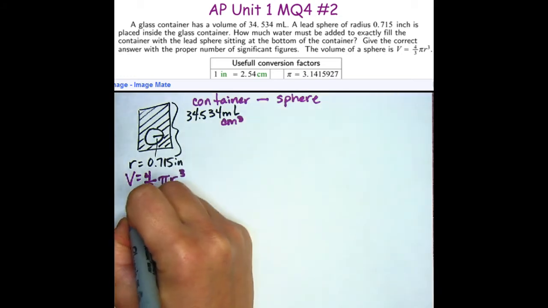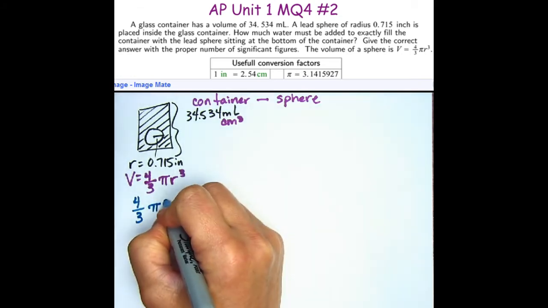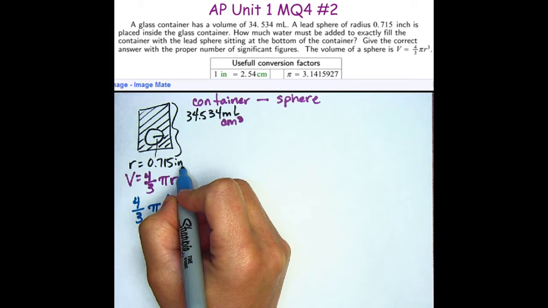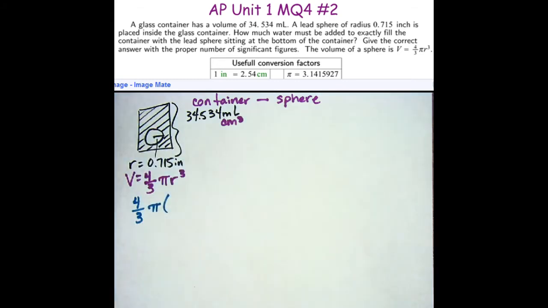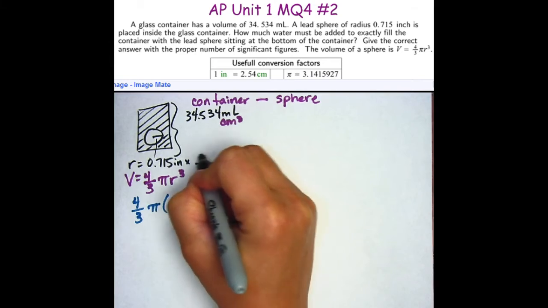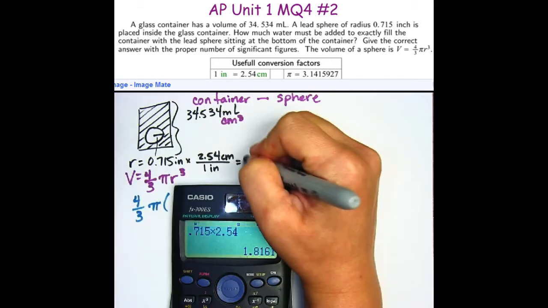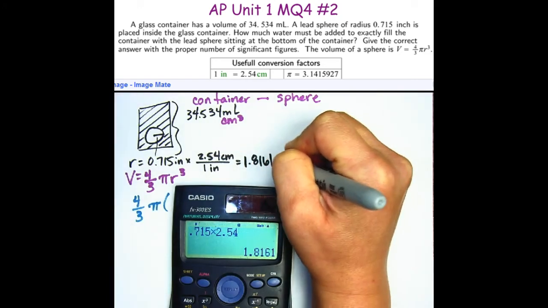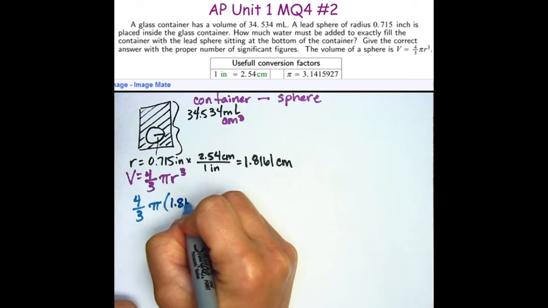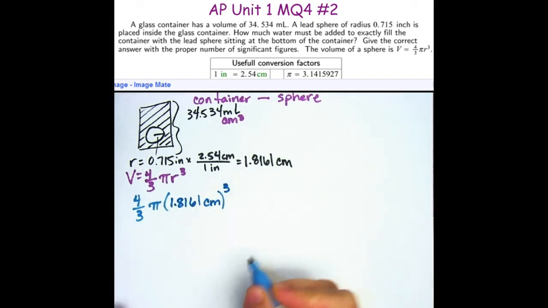We'll have 4 over 3 pi times, and I'm going to need to convert this inches to centimeters. So I'll do that up here, times, draw a line, 1 inch is equal to 2.54 centimeters. That gives 1.8161, and that is centimeters. Now we'll put the radius in the equation, 1.8161 centimeters, and that value will get cubed.